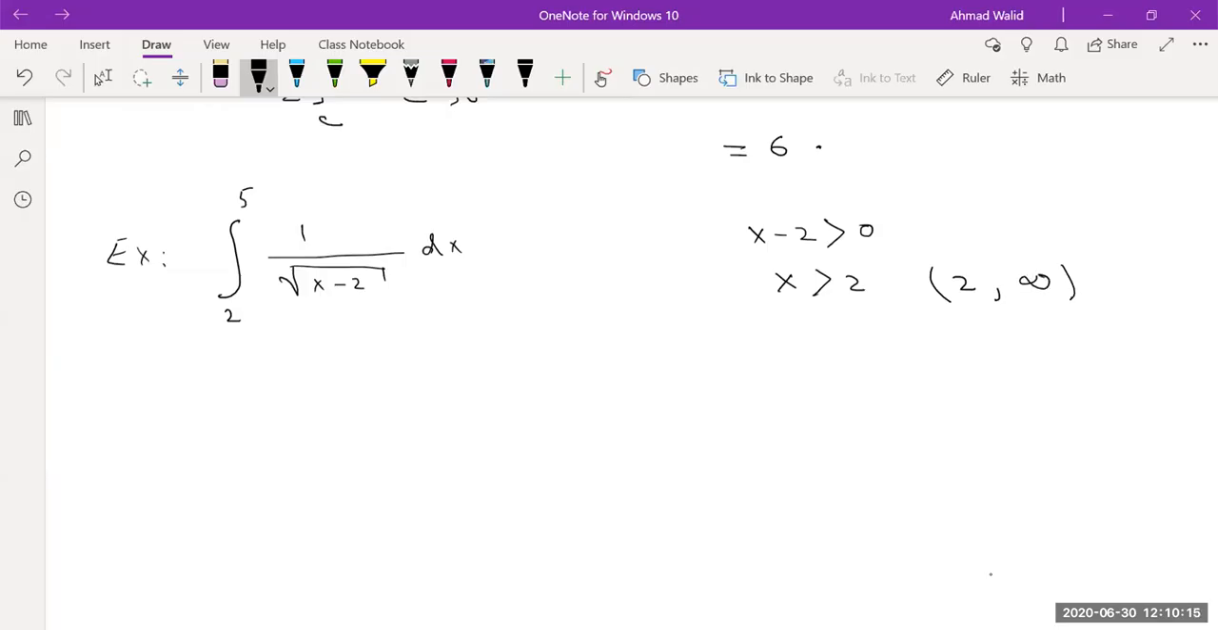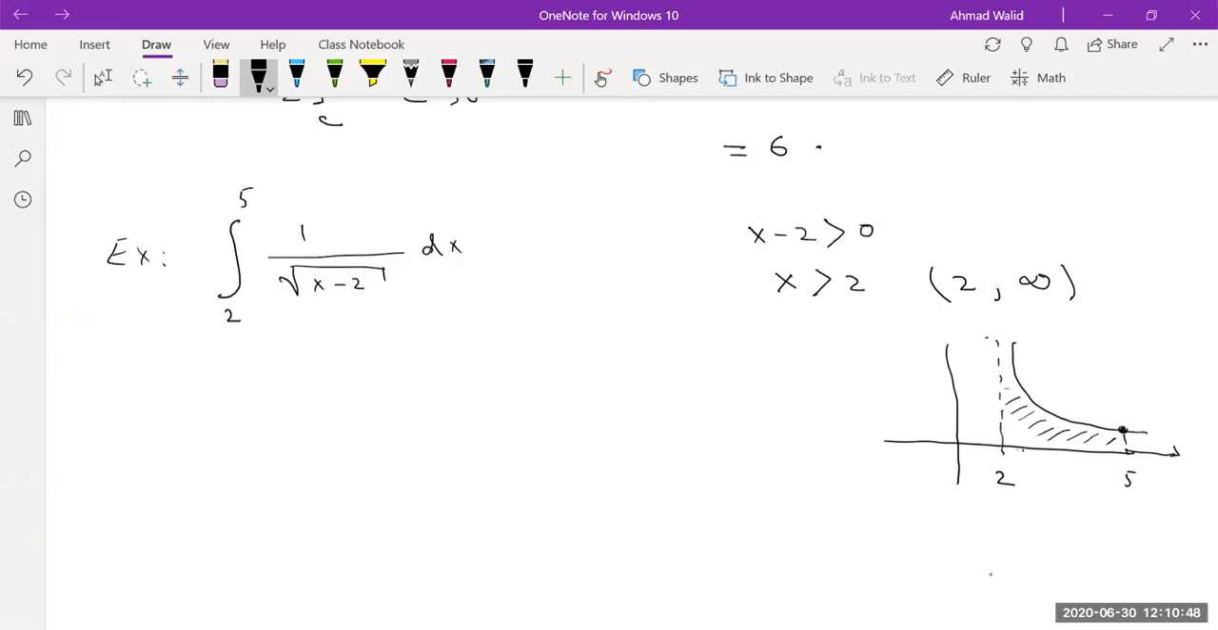But you cannot take 2. You see, I'm using parentheses here. It means you have a discontinuity at 2. Whatever the shape of the graph is, you get something like this. This is 2. This will be the shape of the graph, correct? Here is maybe 5. You want to find the area under the curve over this given interval, but 2 is discontinuous.